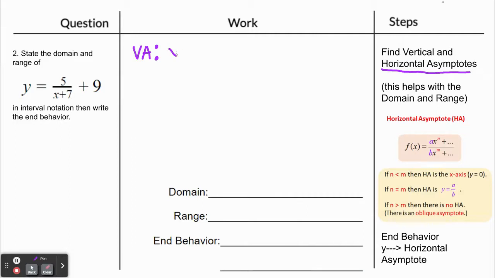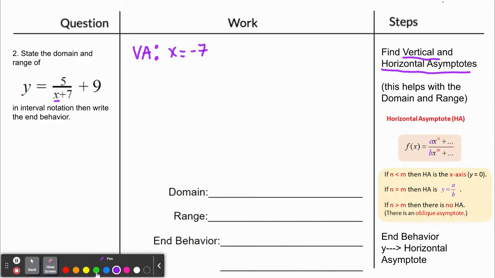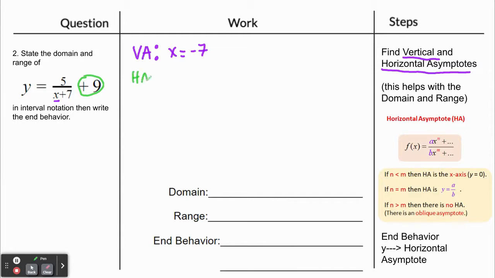to the left. So it's when x is equal to -7, because if I were to plug in -7 into here, I would get 0 in the denominator, which we cannot have. So there is our vertical asymptote. The horizontal asymptote is when we are moving it from the x-axis. It is moving 9 units up. So the horizontal asymptote is at y equals 9.